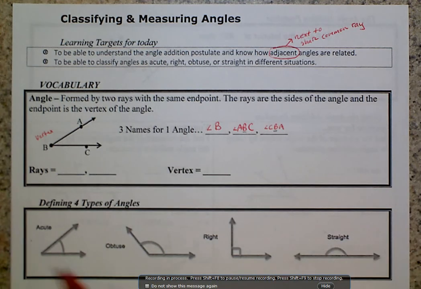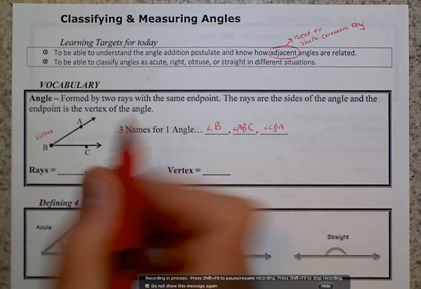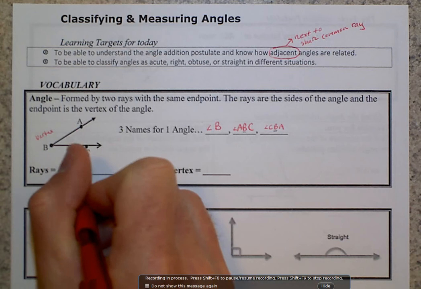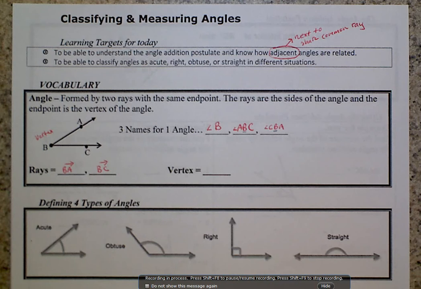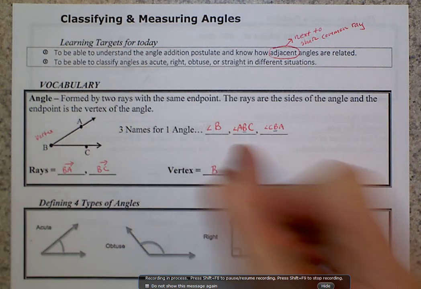Right here is just getting a little bit more specific and naming the rays. Good review for us, so we can call that BA with our ray symbol over the top, and BC with our symbol over the top. Our vertex, we already said, was point B.